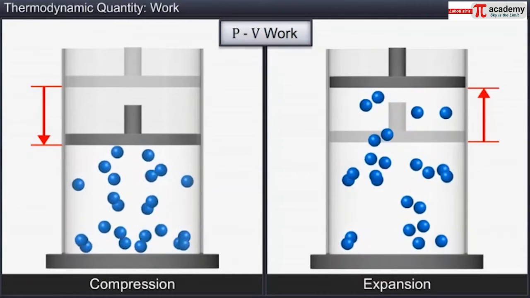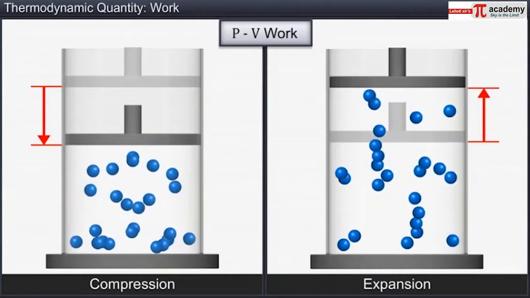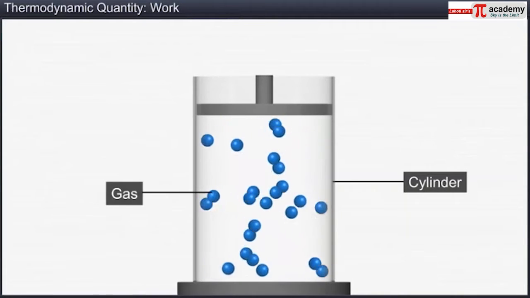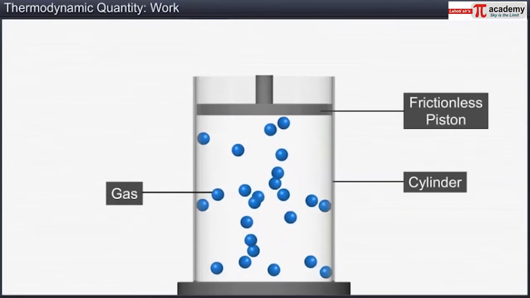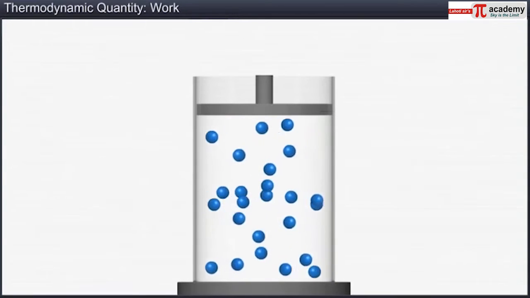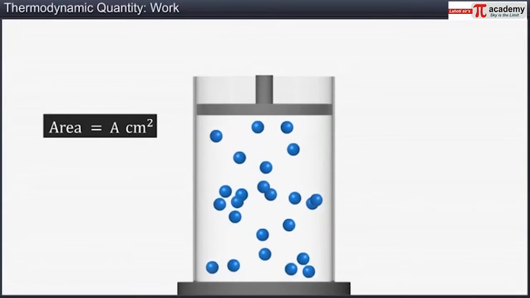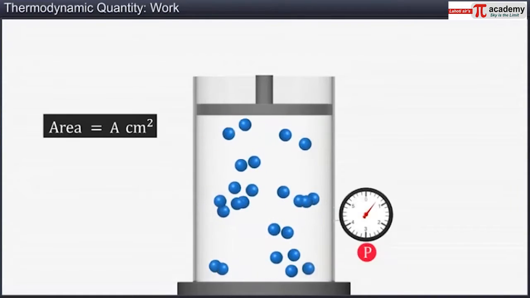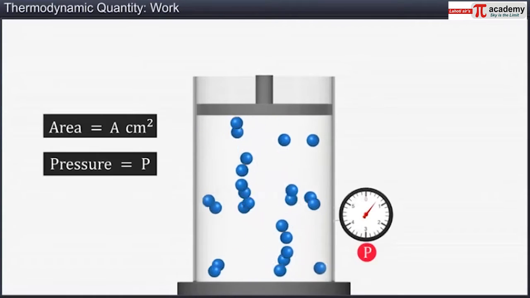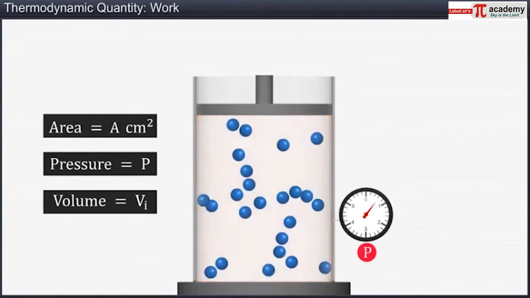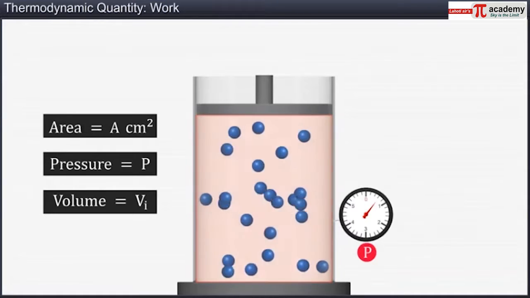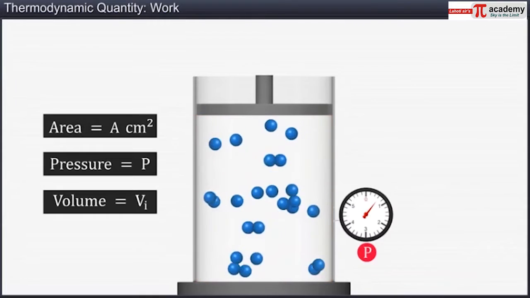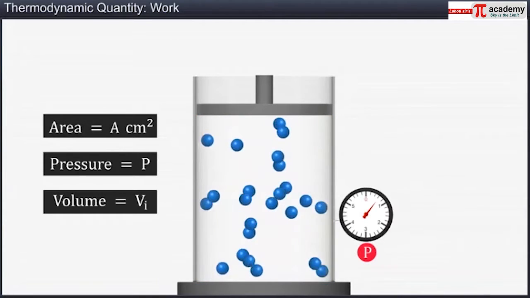Let us understand this better with an example. Consider a cylinder filled with 1 mole of an ideal gas and fitted with a frictionless piston. Let's say the area of the cross-section of the cylinder is A square centimeter. The pressure of the gas inside the cylinder is P, and the volume of the gas inside the cylinder is Vi. Here, Vi stands for the initial volume of the gas.